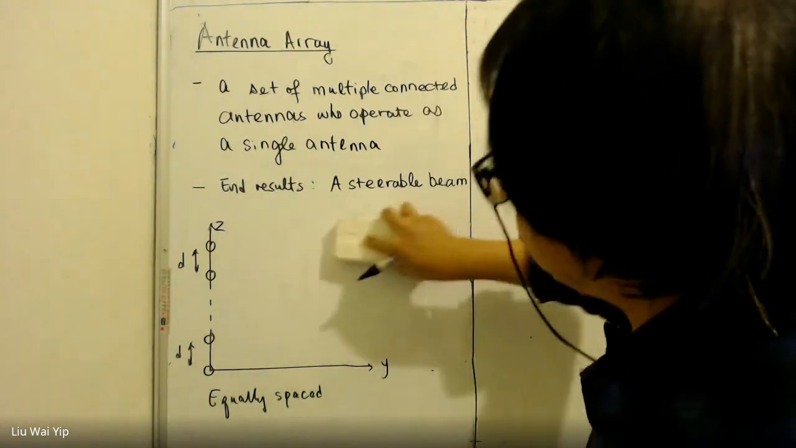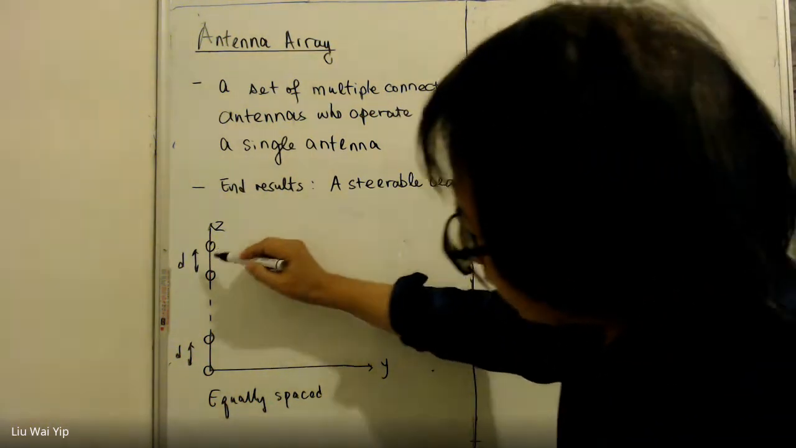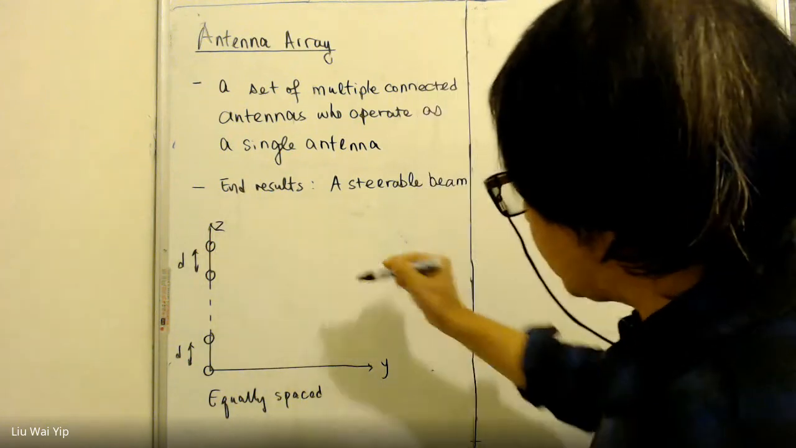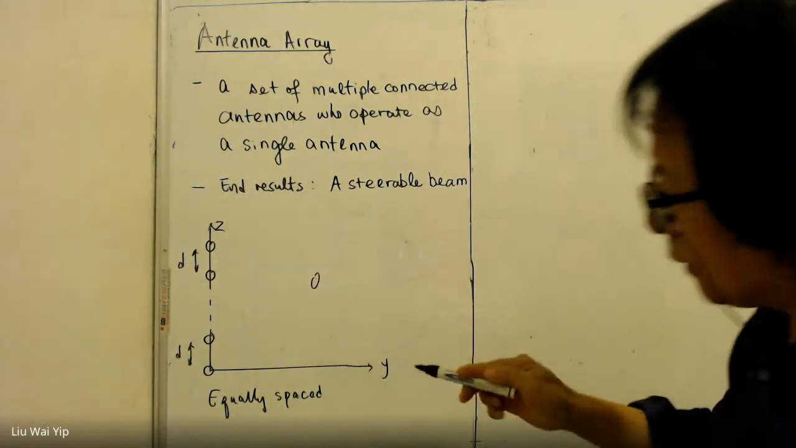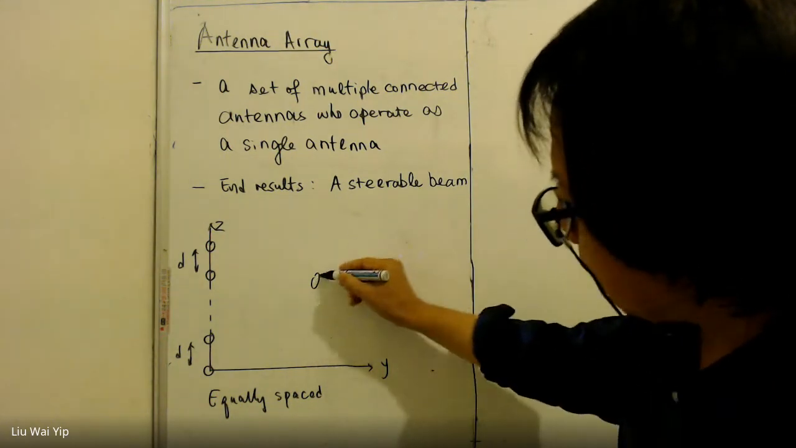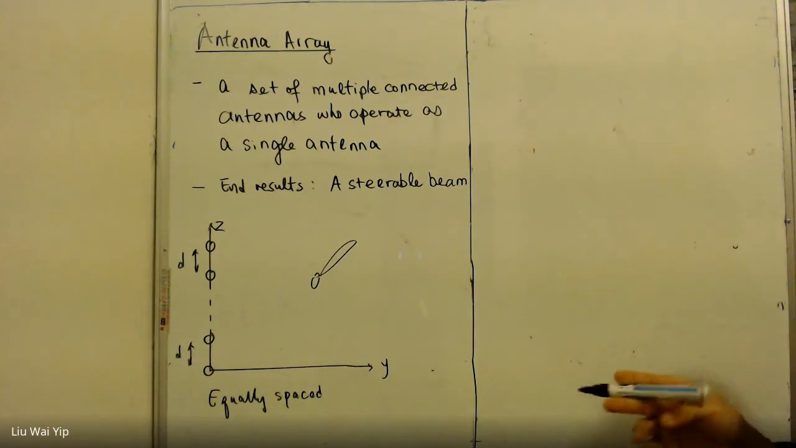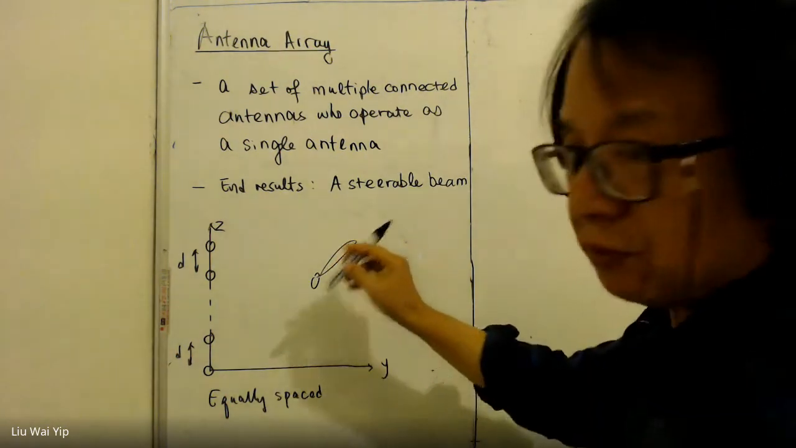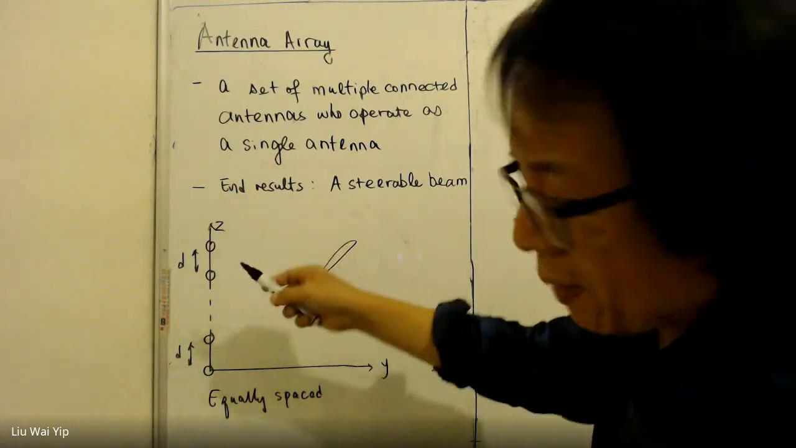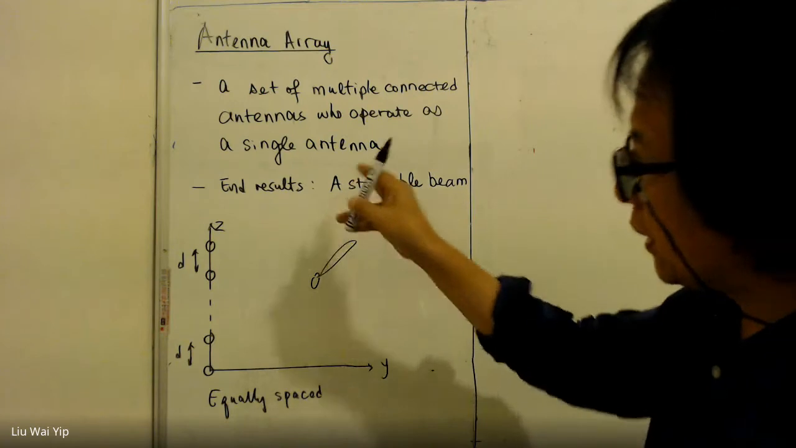And with an individual antenna, you may not be able to do this. For instance, if we have an antenna and we may be able to end up with a beam, yeah, if you are careful enough. But the beam's direction is fixed. But with an antenna array, you will be able to change the direction. So that's the beauty of these technologies.